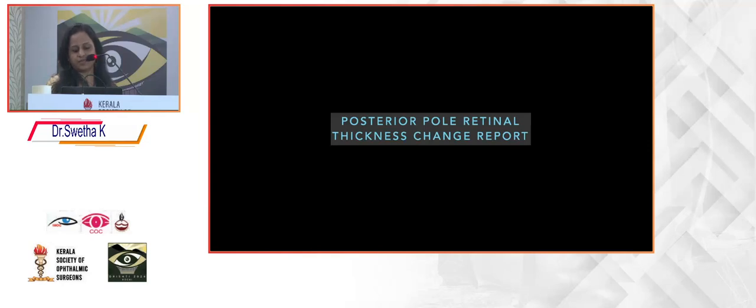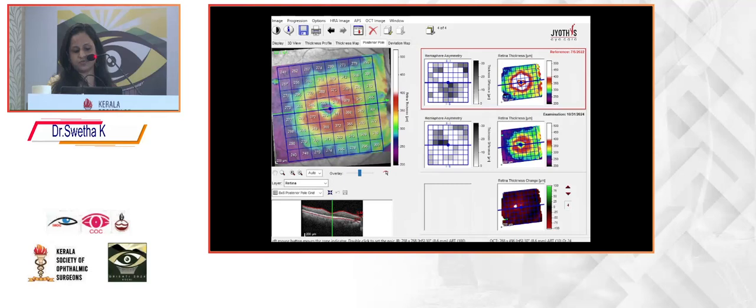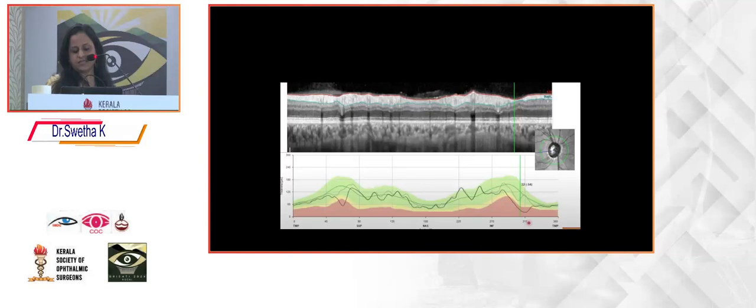So the posterior pole retinal thickness change report. This is a posterior pole, where you can see the retinal thickness in the left area. Image 3 is the baseline image, and 4 is the current examination, and whatever is seen in 5 shows if there is any change in the macular thickness from the previous. So here is one example I'll show, the RNFL.